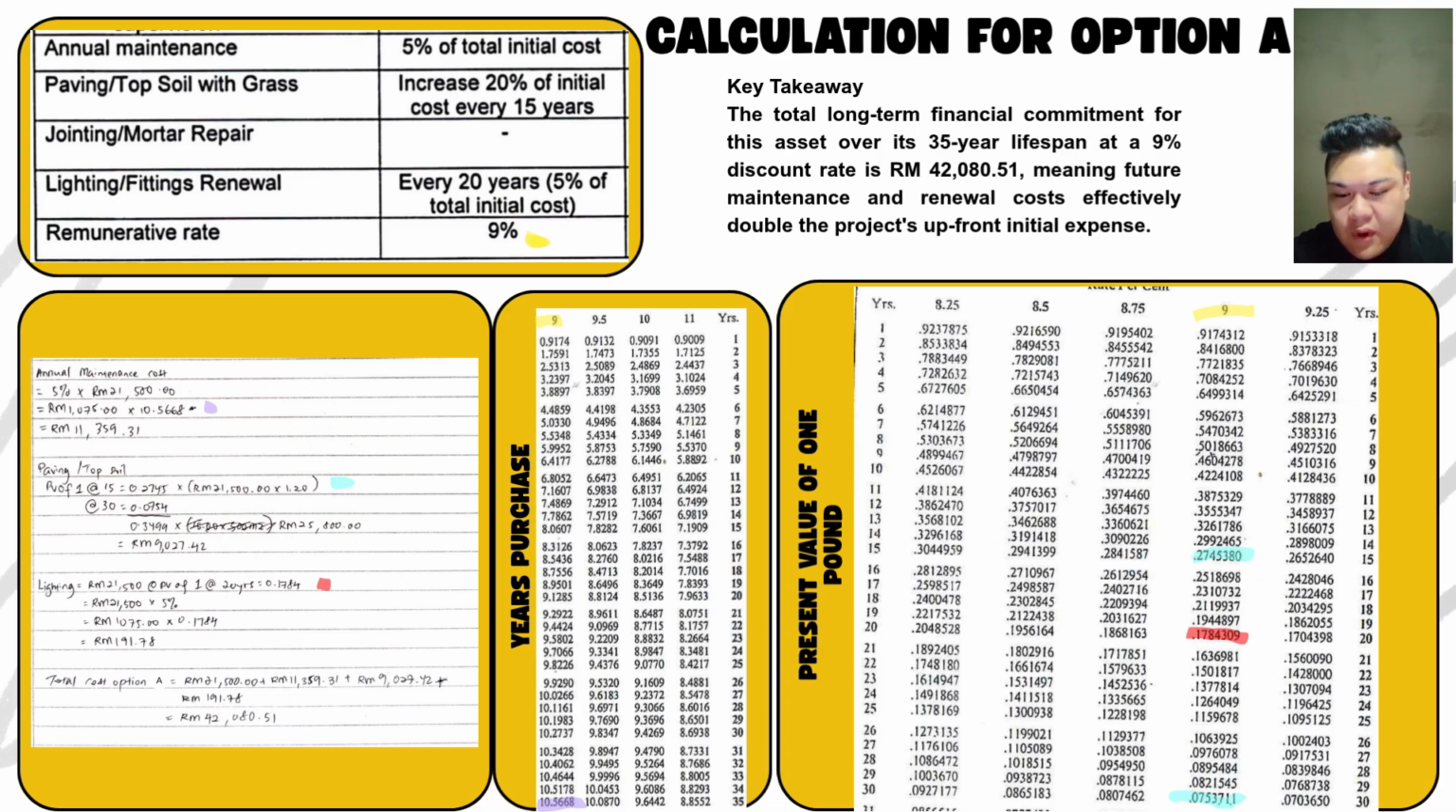So the total cost for option A is 21,500 plus 11,359.31 plus 9,027.42, and lastly plus 191.78. You will get a total of RM 42,080 and 51 cents.